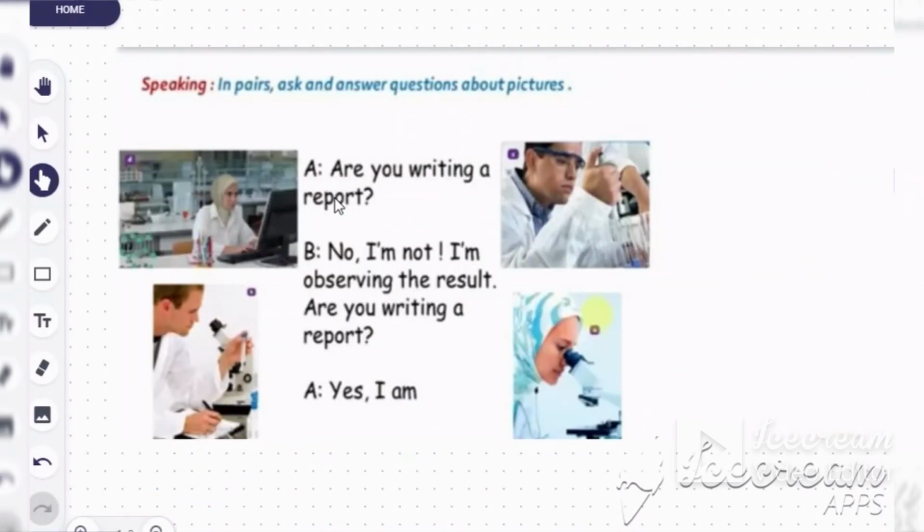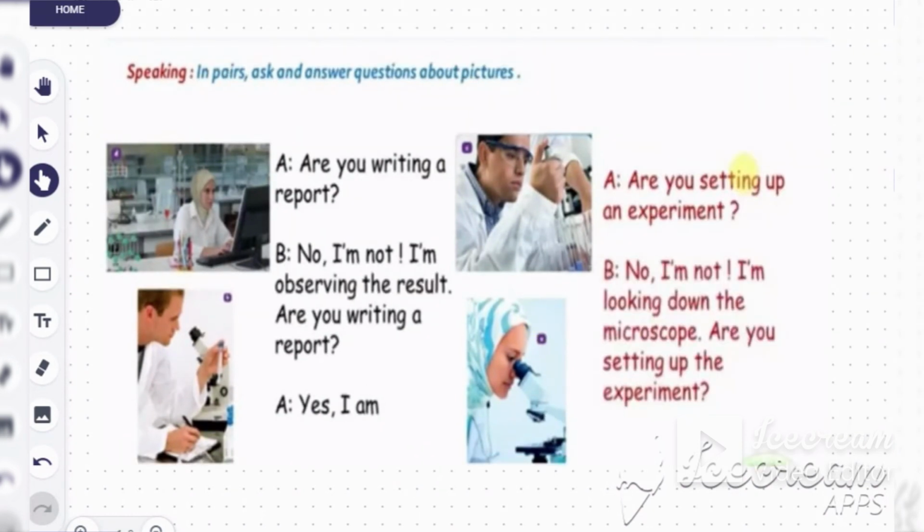Now look at this exercise. Are you writing a report? No, I am not. I'm observing the results. Are you writing a report? Yes, I am. Okay? Go to the last pictures, C and D. Are you setting up an experiment? No, I'm not. I'm looking. A, this one is asking this. تمام? I'm looking down the microscope. Are you setting up an experiment? شو بده يجاوبها يا مس؟ Yes, he's setting up. هو بجهز. C بجهز للتجربة. Yes, I am. Okay? He's setting up an experiment.